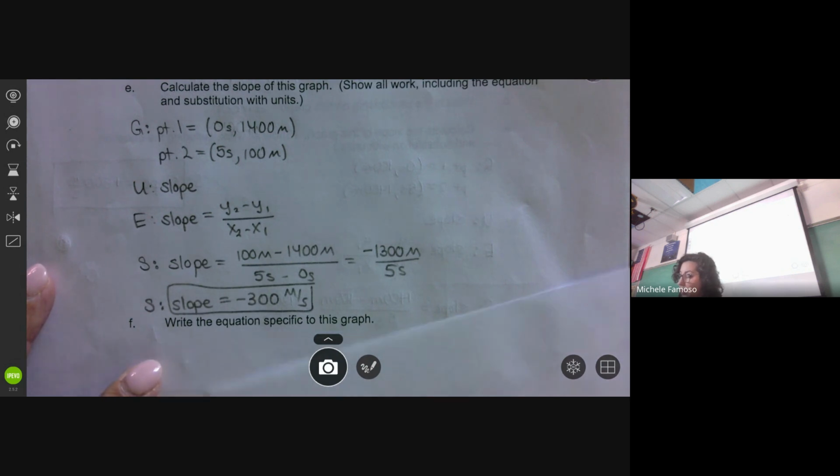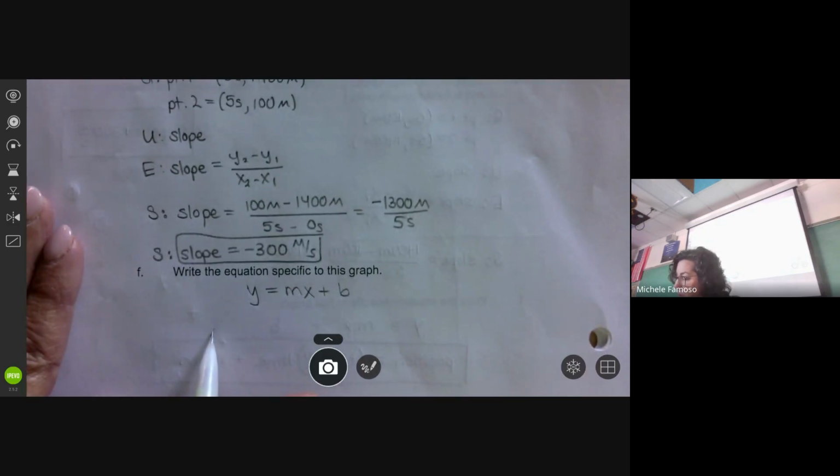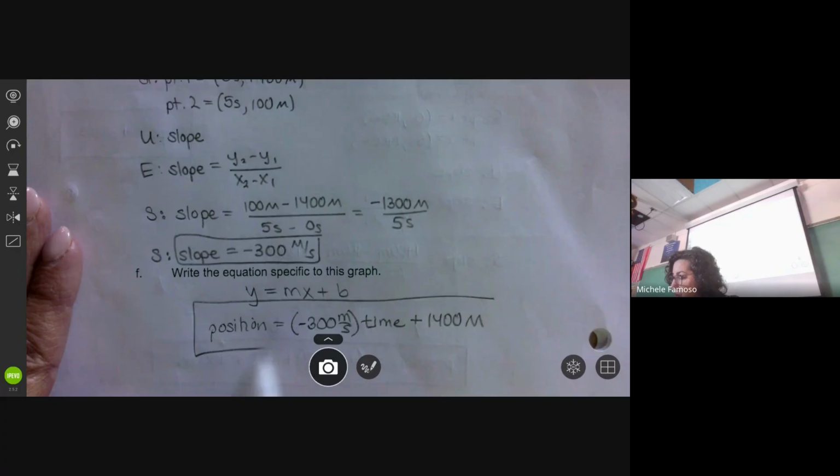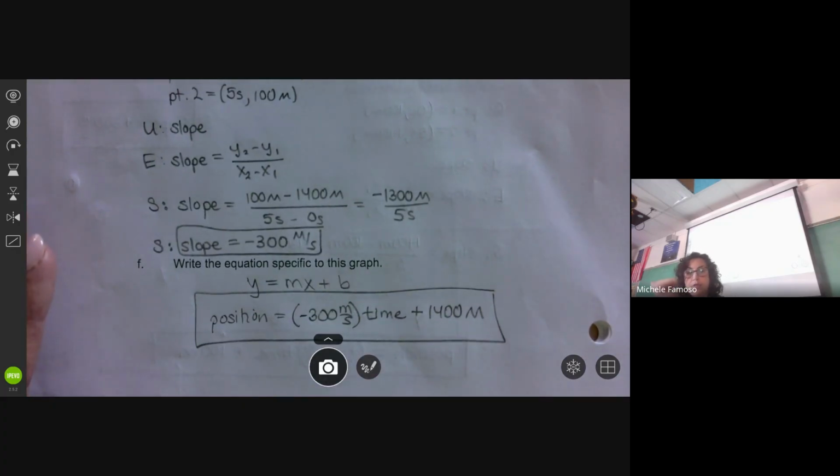Lastly, I want you to write the equation specific to this graph. You should have started with y equals mx plus b, and then you're going to change everything out. So the y variable is position. The m is negative 300 m/s. X is time plus 1,400 meters, which was the y-intercept, and that is the equation you should have written for this graph. Any questions on page 18?